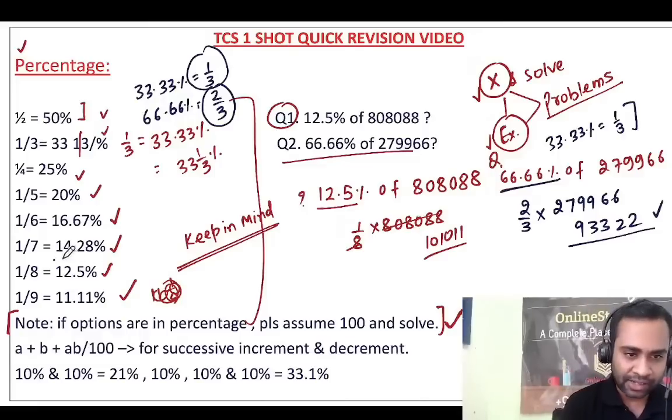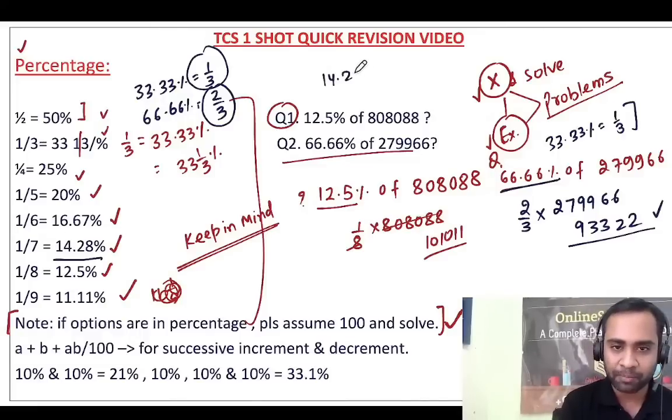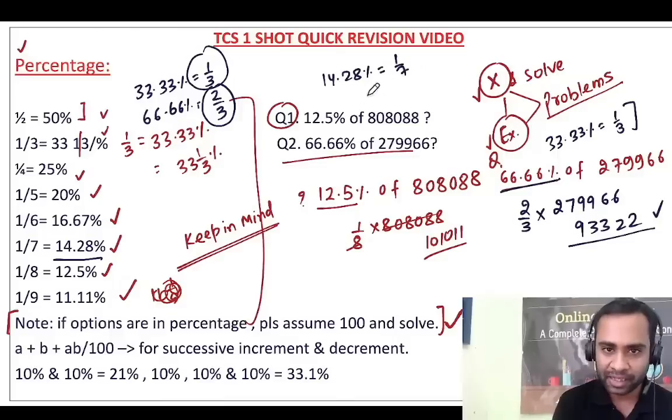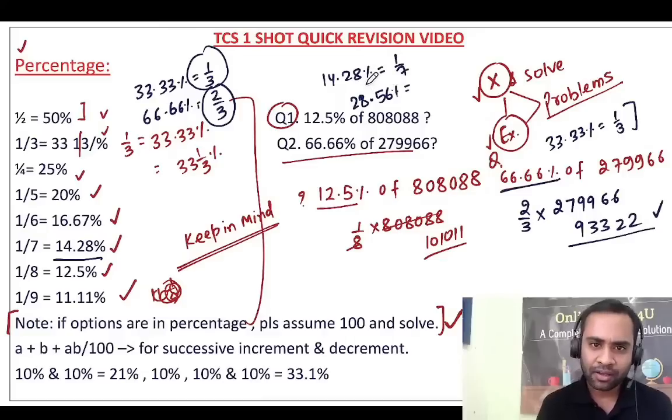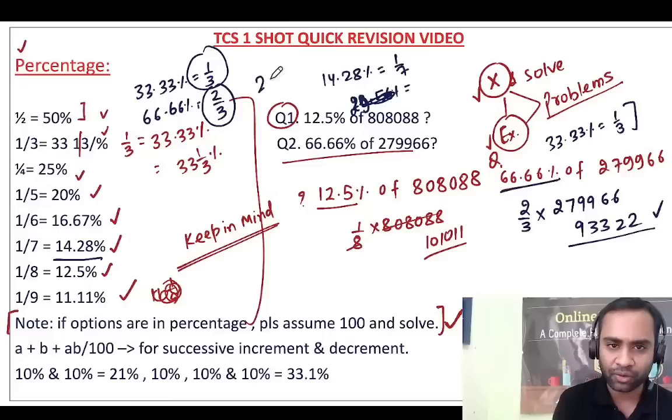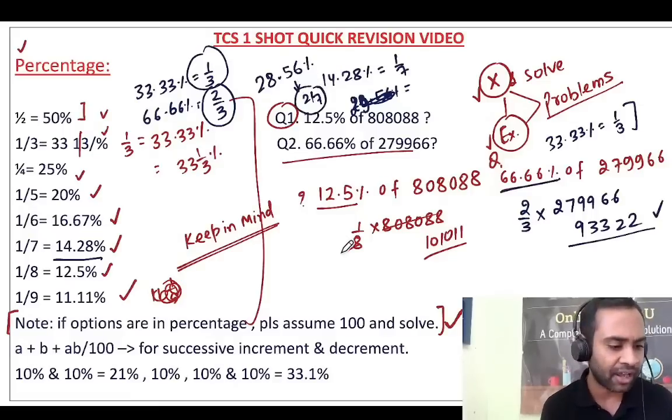See, here they have given 14.28 percentage equals 1 by 7. They might give you 28.56 percentage. Then what will you do, sir? No, 1 minute, 2 eights are 16. So 28.56 percentage, in that case, what will you do? It is 2 by 7. Sir, it is 2 by 7, right? So that is clear. Into 2 you have to multiply.